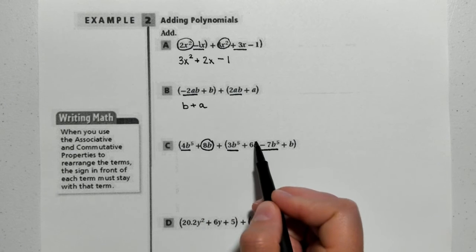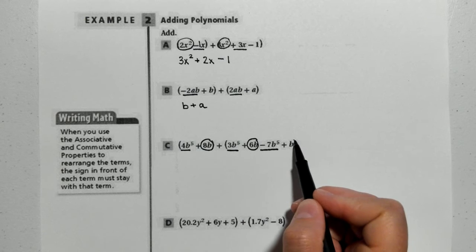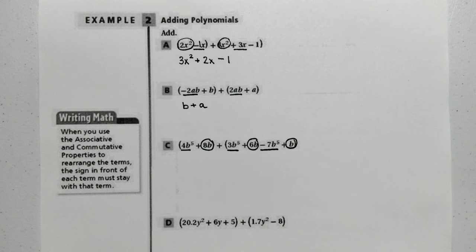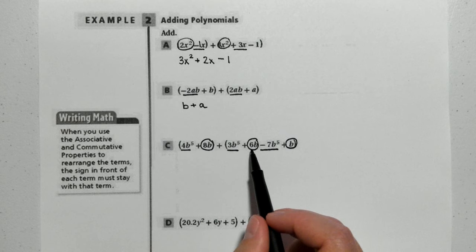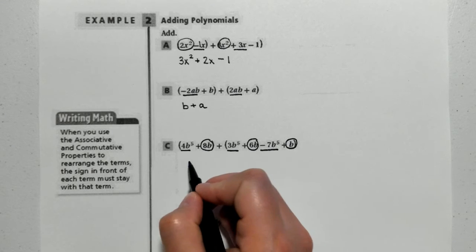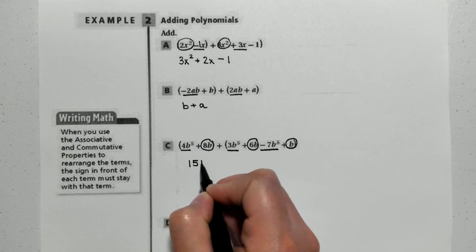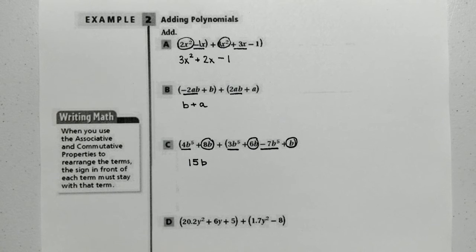8b plus 6b plus 1b are all like terms. So 8 plus 6 gives you 14 plus 1, 15. So this simplifies to 15b.